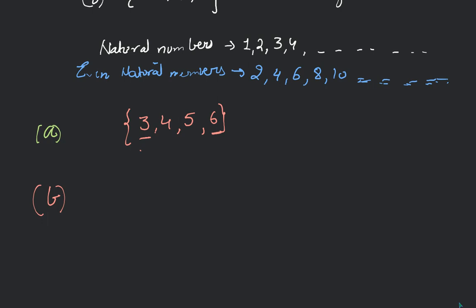Okay. The next question is the descriptive form for the set of even natural numbers greater than or equal to 6. Whenever it is written greater than or equal to any number, we include that number as well. Like in this case, since it is written equal to, we will include 6 also and we will start from that. So after 6, we have to include the set of even natural numbers, and the even natural numbers are 2, 4, 6, 8, 10, 12, 14.